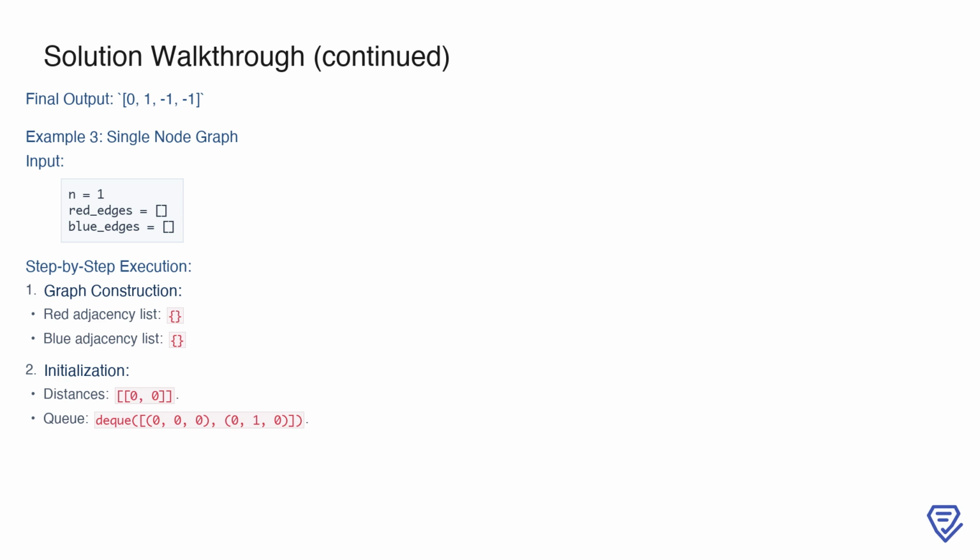Now, let's consider an even simpler example, a single node graph. Here, there are no edges, so both the red and blue adjacency lists are empty.